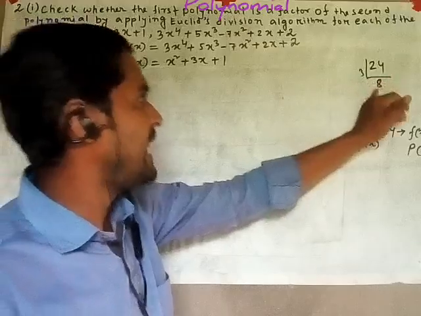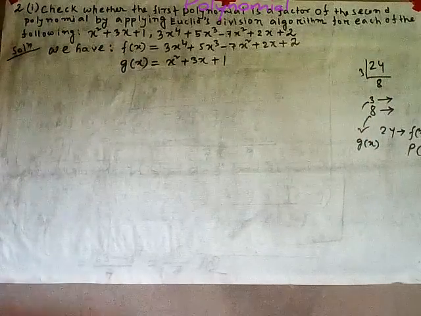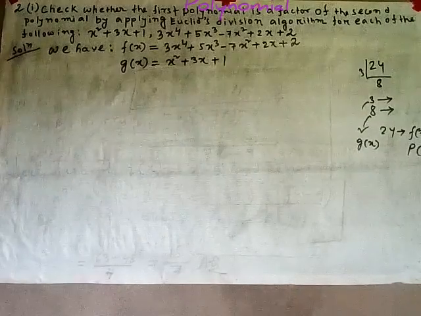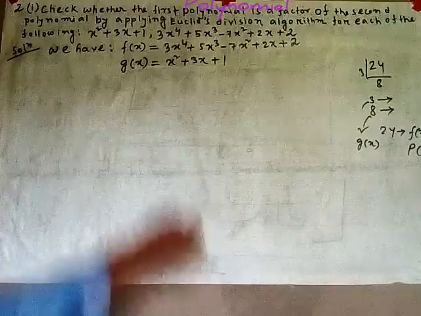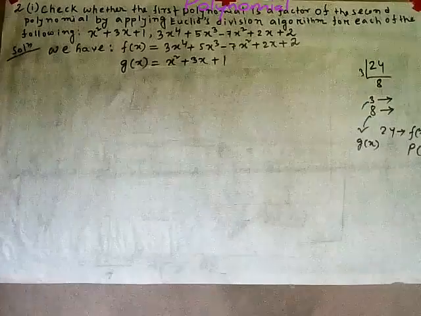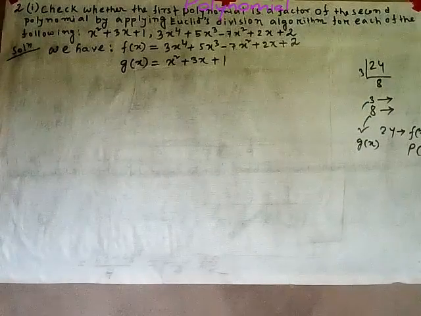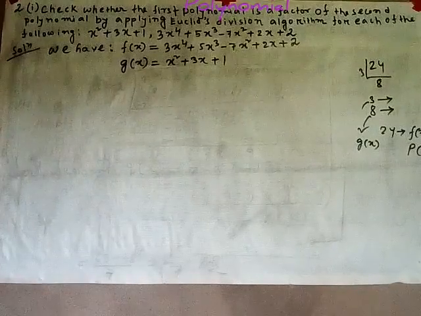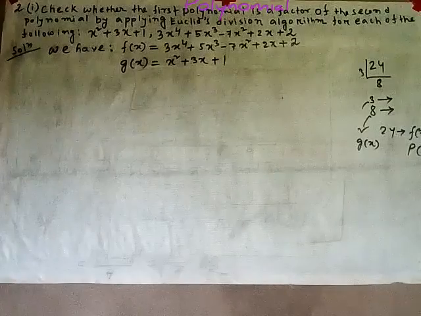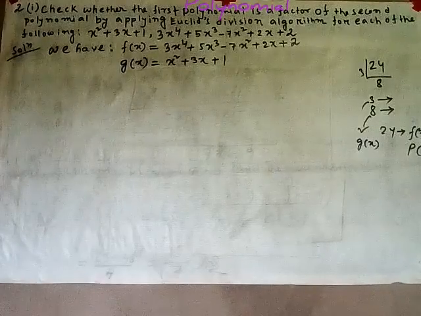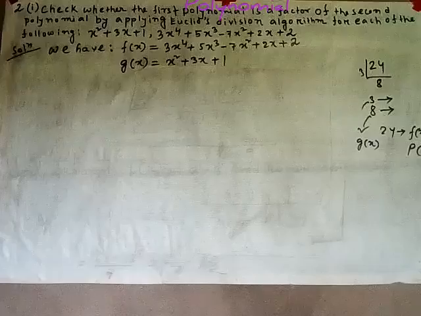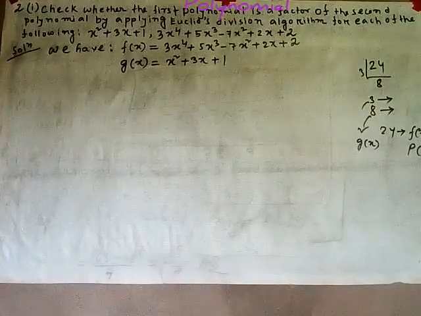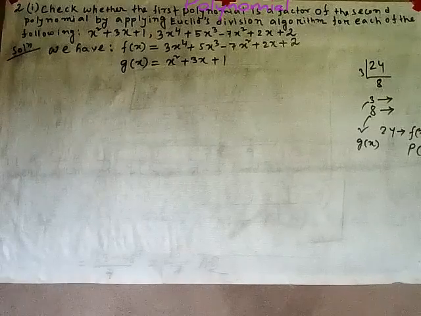Same like here, how we divided 24 by 3 and 8, similarly we have to divide 3x to the power 4 plus 5x cube minus 7x square plus 2x plus 2 by this x square plus 3x plus 1. When you get the remainder 0, then we can say that by Euclid's division algorithm, f(x) equal to g(x) into q(x) plus r(x).